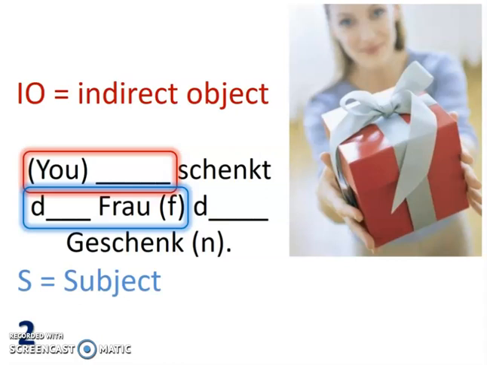Now if we go to fill in what the endings are for each of these, or what the forms of the definite article and pronoun are, you as your indirect object would be dir, and the subject, woman, feminine, would be die, and then the gift as a definite article would be das. Dir schenkt die Frau das Geschenk.